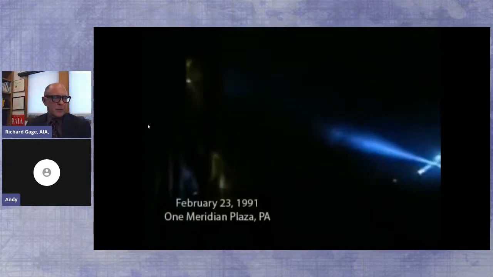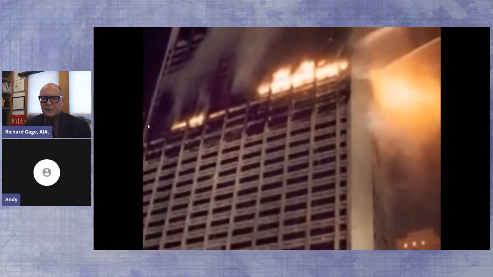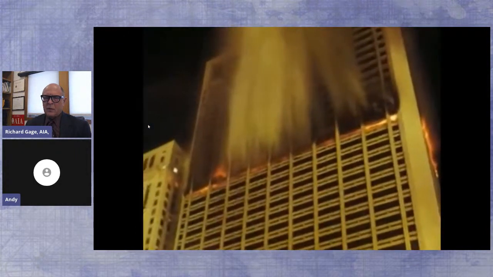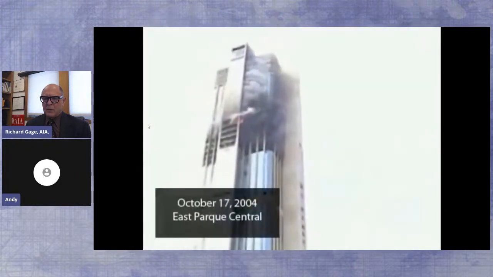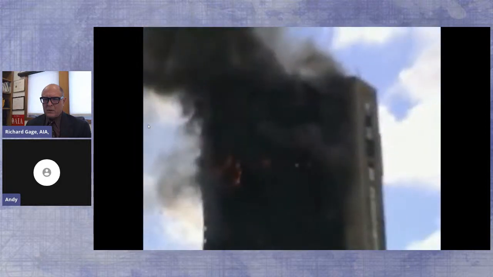February 23rd, 1991, the One Meridian Plaza, a 38-story building in Philadelphia, suffered an 18-hour fire which burned across 8 floors. The fire caused an estimated $100 million worth of damage, and 3 firefighters died fighting it. It was later described by officials as the most significant fire of the century. It did not collapse. October 17, 2004, the East Tower of the Park Central complex in Caracas, Venezuela suffered a 17-hour fire which spread across 26 of its 56 floors.